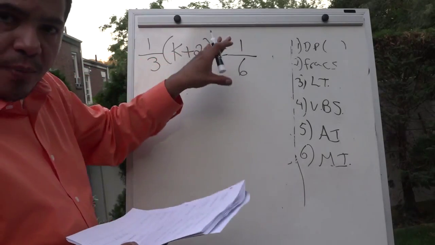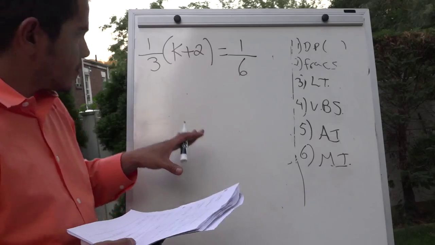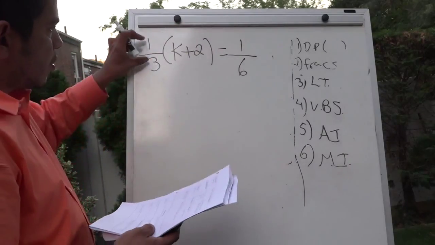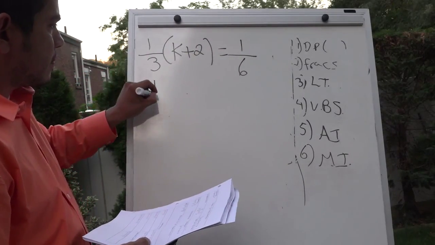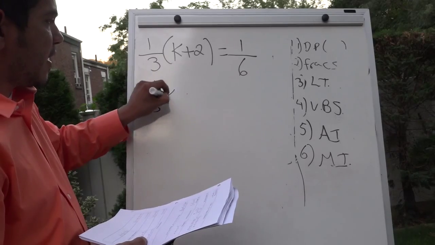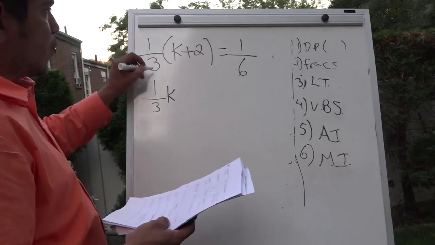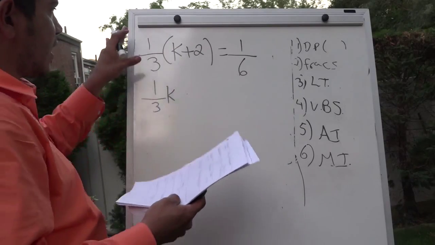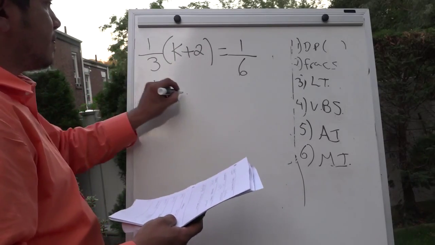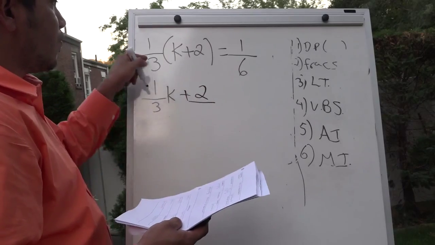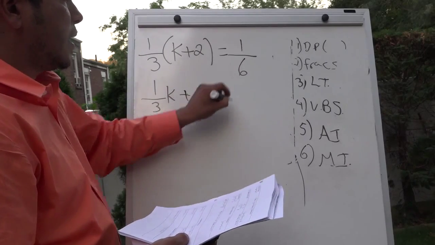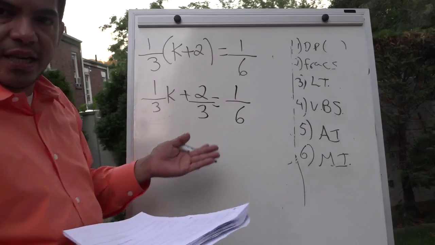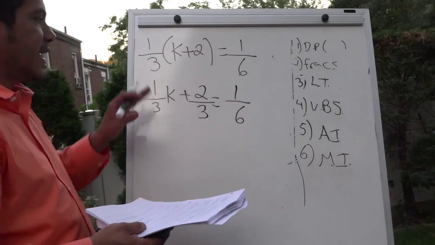Do I have distributive property? Yes, I do. So I am going to distribute. 1/3 times k is 1/3 k. 1/3 times 2, well, let us do the fraction multiplication, okay? So it's 2 times 1, 2 over 3. And of course, on the other side, I didn't do anything, so it stays at 1 over 6.